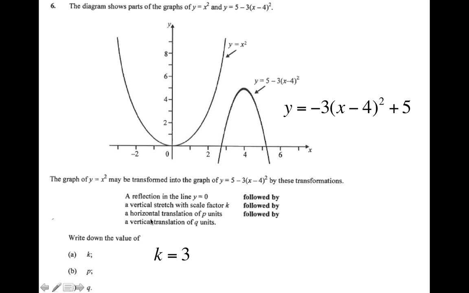P is your horizontal translation. So that's moving along the x. This number tells you how much it moves along the x. And this is negative, but it moved positive along the x, so p equals 4. And then q is your vertical translation. So how much did it go up and down? And this is a number, remember, that tells you how much it moves up and down. So it moved up 5. So q is 5.